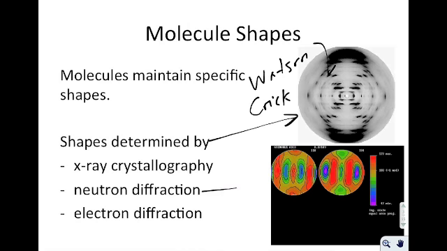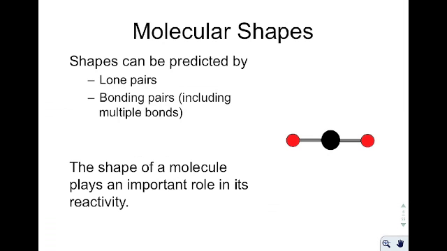You can also use neutron diffraction and electron diffraction. So, molecule shapes. Molecule shapes can be predicted by lone pairs and by bonding pairs, which include multiple bonds. So the shape of the molecule plays an important part in the reactivity.